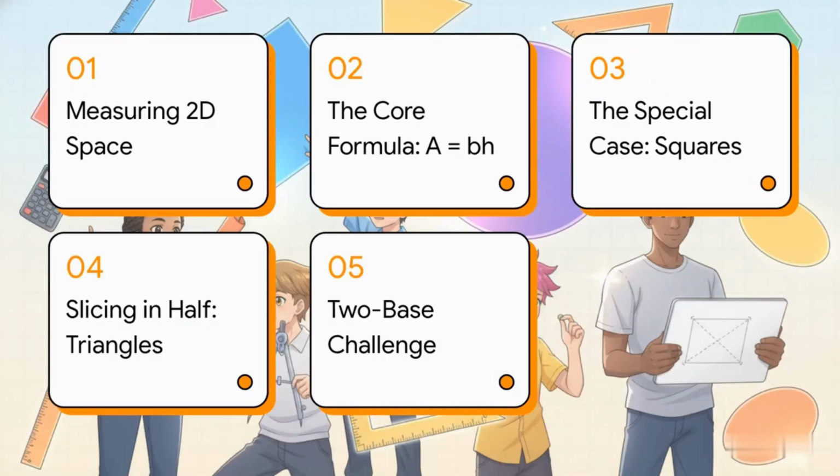So, here's our game plan. We're going to start with what area even means. Then we'll grab one simple formula and see how it helps us understand rectangles, squares, triangles, and finally the trapezoid. It's all going to build on itself one shape at a time.